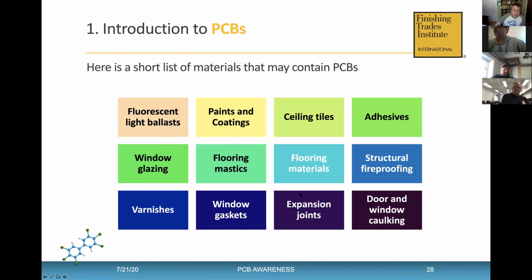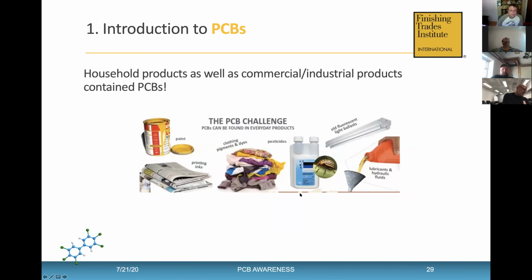Here's a short list of materials that contain them. You see window glazings, paints, coatings, ceiling tiles, flooring materials, flooring mastics, window and door caulking, structural fireproofing stuff. So you use pretty much almost everything here, right, as an IUPAT member with one of the trades or another. And they can also be in a lot of similar household products.